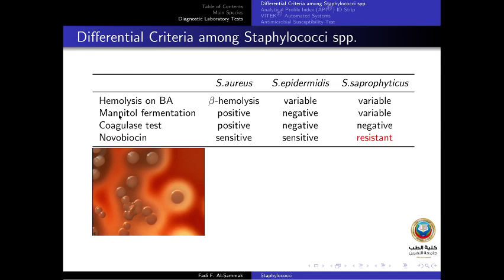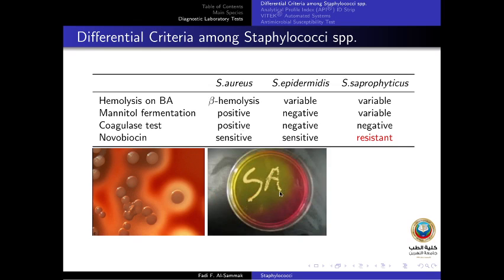Now the second test is the mannitol fermentation. We use for this a special medium, a selective and differential medium. Actually, it's called Mannitol Salt Agar. It is mannitol because the fermentation indicates, if it is positive, that we have Staphylococcus aureus.